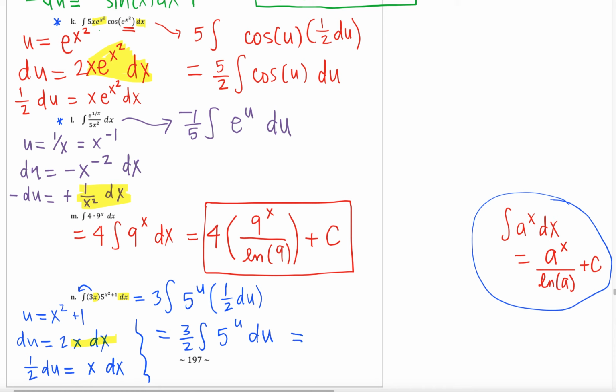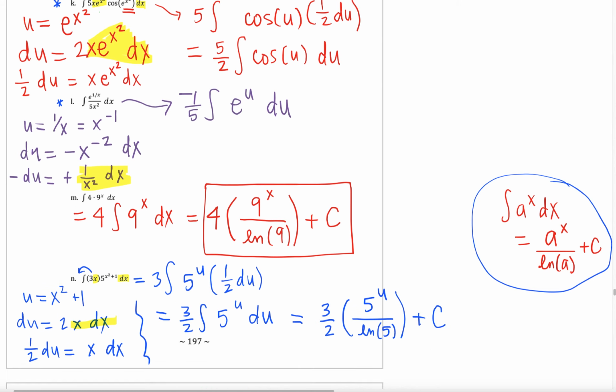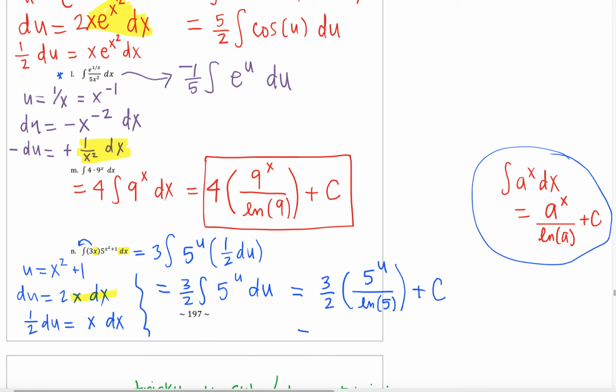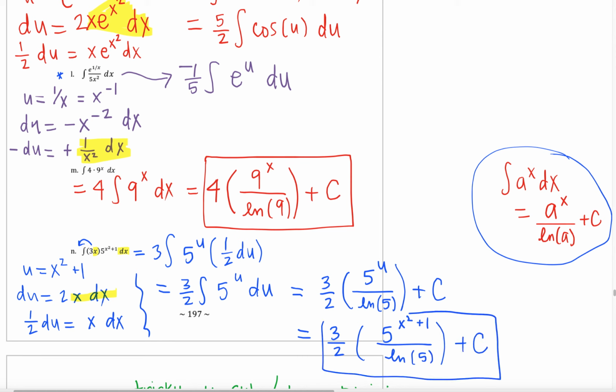So our antiderivative here is going to be the integral of 5 to the u is going to be 5 to the u over that natural log of that base, which is natural log of 5, plus our constant term. And the last thing we'll have to do in this case is just substitute back what u equals, so we get 3/2 times 5 to the x squared plus 1 all over that natural log of 5. And then plus our constant term. That will be our final example on example N.